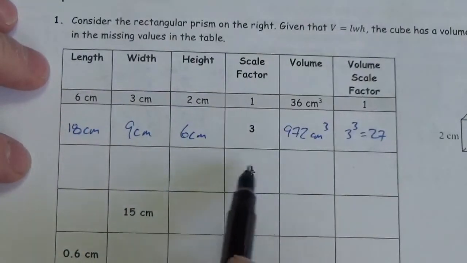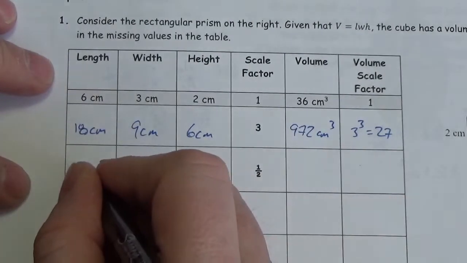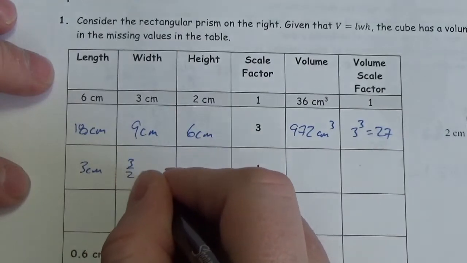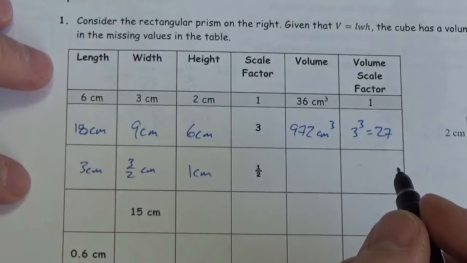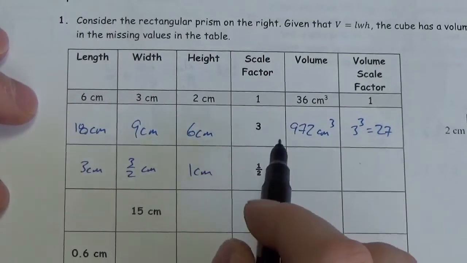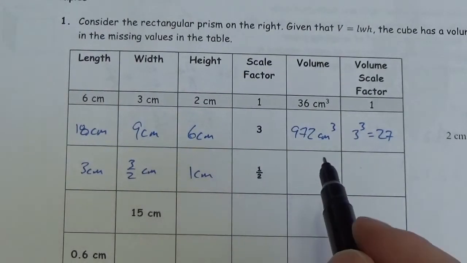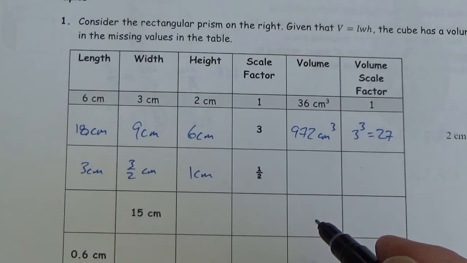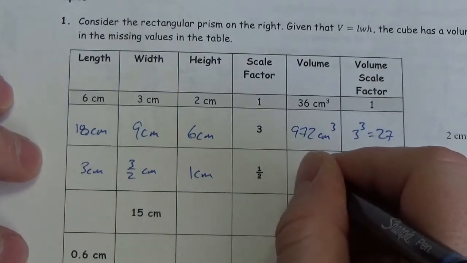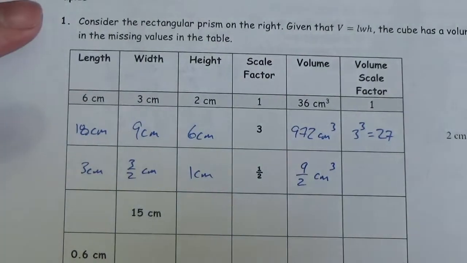This next one here, I am multiplying by a half for my linear scale factor, which means this is going to end up being 3 over 2 centimeters, or 1.5 if you'd rather use decimals. And then 2 centimeters is just going to be 1 centimeter. Now, when I go from the linear scale factor to the volume scale factor, I'm going to cube this. So 1/2 cubed is going to be 1/8. So 36 times 1 divided by 8, and I am getting 4.5, or 9 over 2 centimeters cubed.